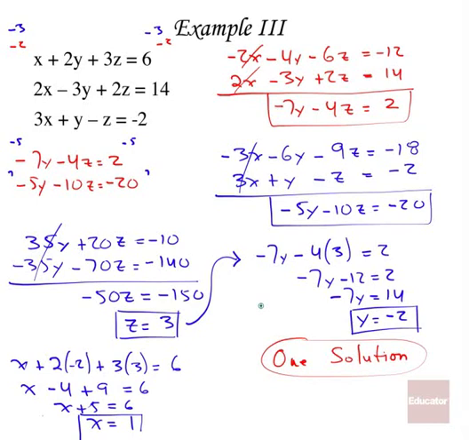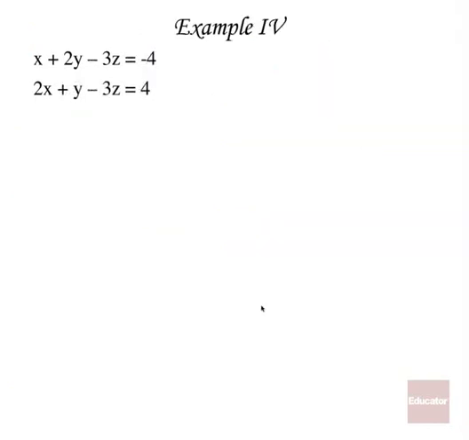Okay, let's see what else we have in store here. Example 4. We have x plus 2y minus 3z equals minus 4, and 2x plus y minus 3z equals 4. Notice in this case we have 2 equations and 3 unknowns. So let's see what's going to happen here.